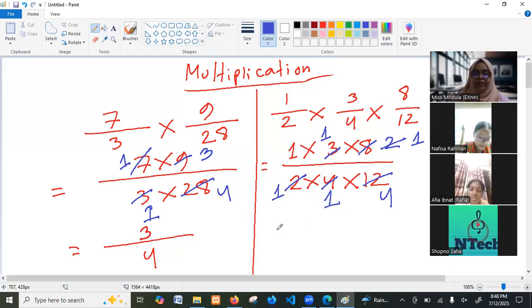So now I have very small numbers. What do I have? I have 1, 1, and 1, right? That means I have only 1 on top. And in the down, I have 1, 1, and 4. So 1 times 1 is 1, and 4 times 1 is 4. So our answer is 1 by 4. It's a very short answer, okay?